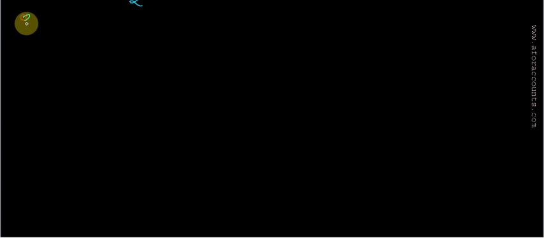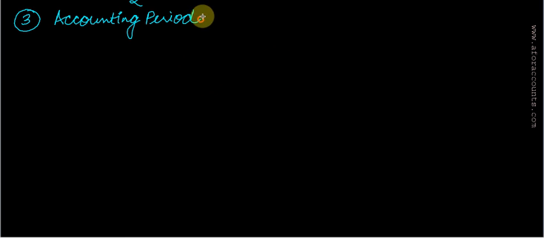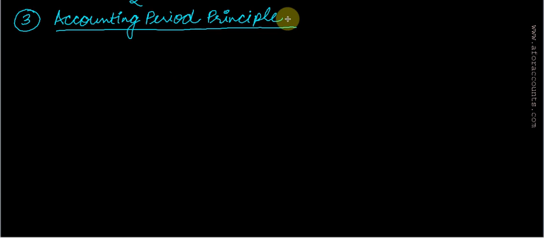Now number 3, accounting period principle. See, you can get small objective type questions from these principles, asking why this is so. Then you have to say that because of the money measurement principle we could not record a particular transaction in the books of accounts. So just learn the concept, don't go by the words.